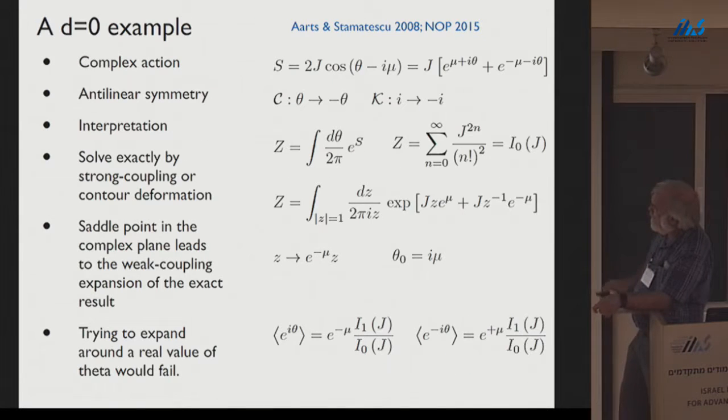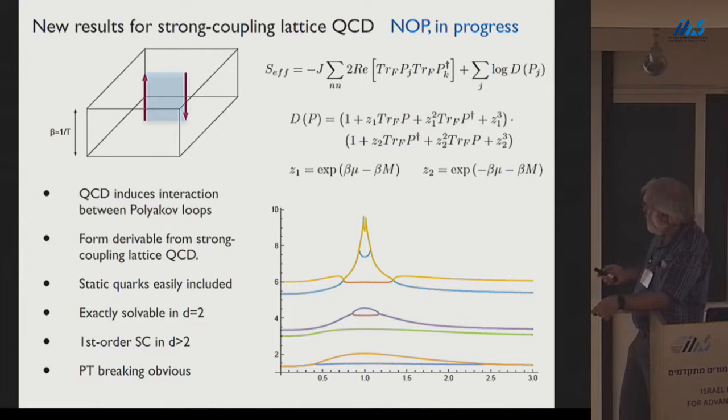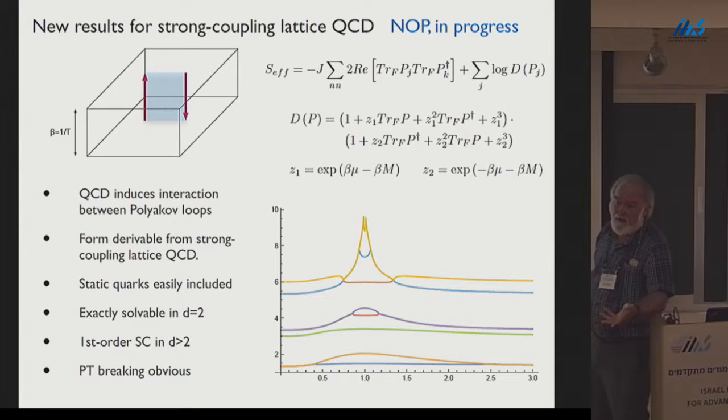There's a factor of e to the beta mu minus beta m, where m is the mass of the quarks, associated with the quarks. And then a similar factor, but much smaller, associated with the antiquarks. They're heavily suppressed by finite density. This is a nice model because I can essentially solve it analytically in 1 plus 1 dimension. And that also gives me the strong coupling solution in higher dimensions. Now, this is just one slide.